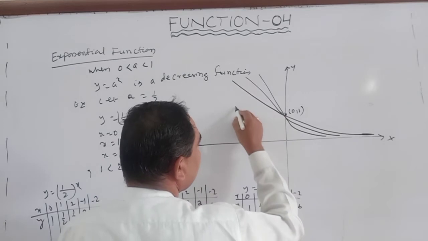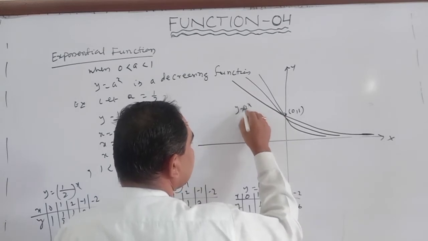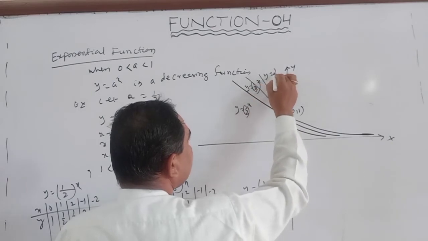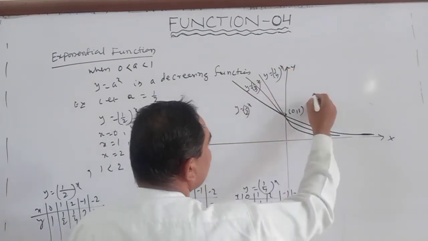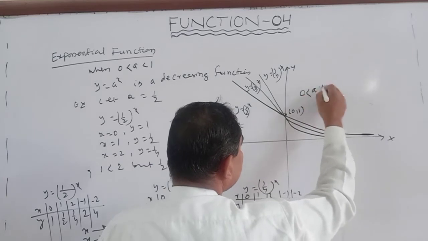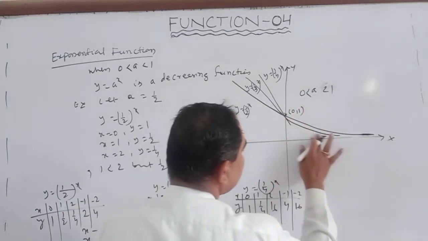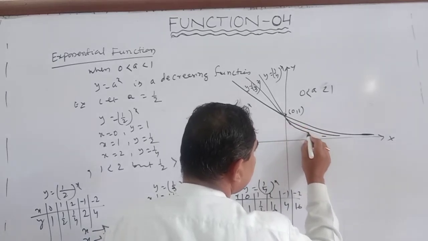So first one y is equal to (1/2) to power x, second one y is equal to (1/3) to power x, third one y is equal to (1/4) to power x. So here a lies between 0 and 1.